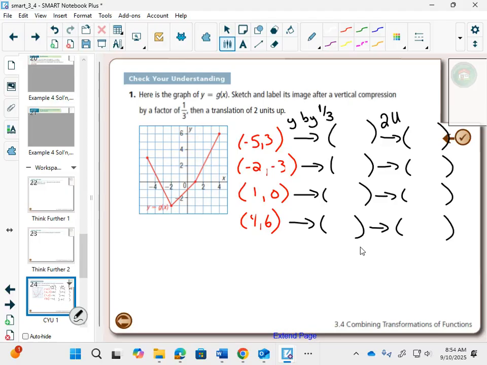So first of all, my x coordinates are not changing, so those are relatively easy to write down. But now my y values by 1/3, this will be 1, -1, 0, and 2. And then 2 up will be +2, will be 3, 1, 2, and 4.